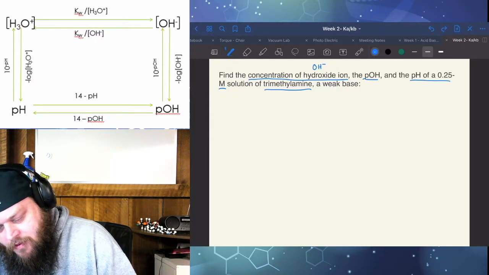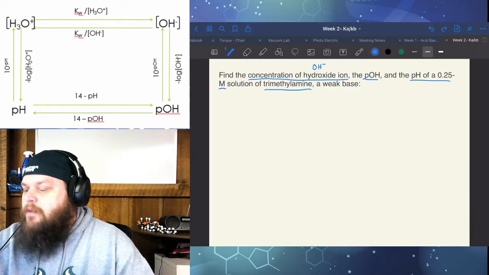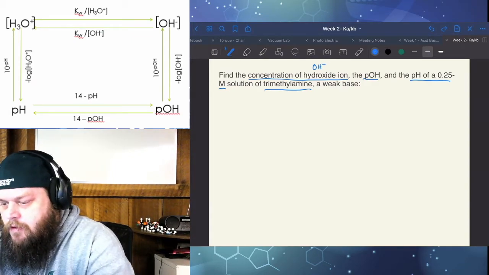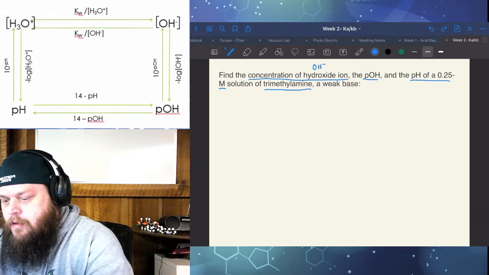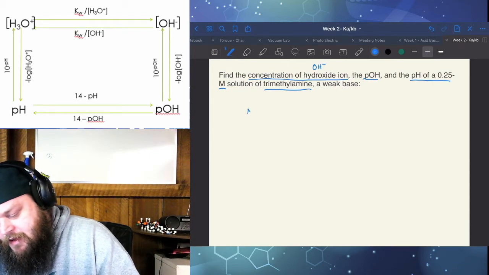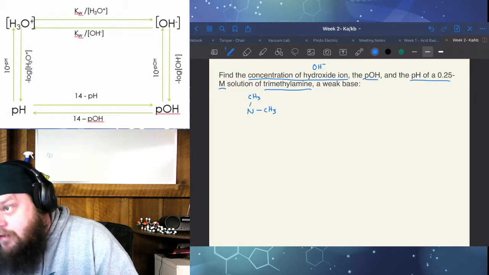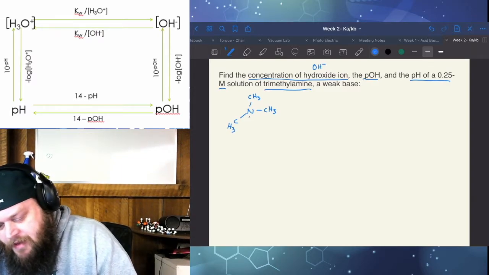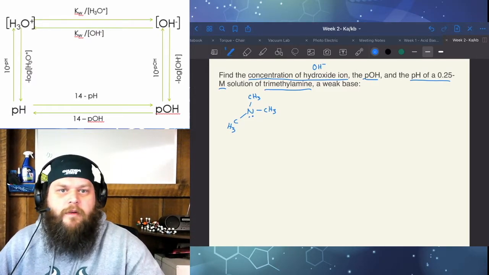So trimethylamine is an amine. Let's look up trimethylamine. It's an amine with 3 methyl groups on it, I believe. Right? Yeah. So that would be an N with 3 CH3s bonded to it. Okay, and that's going to be basic because it's got an extra lone pair floating there.